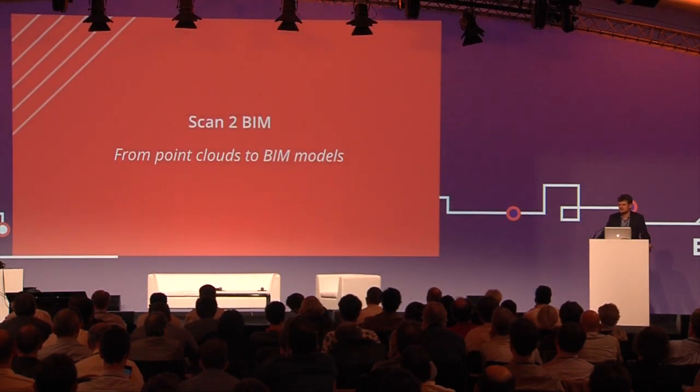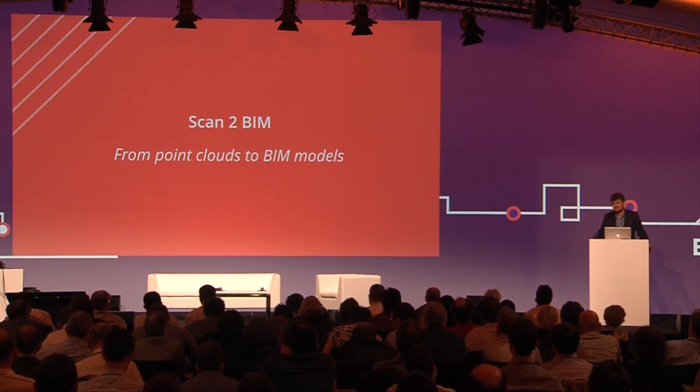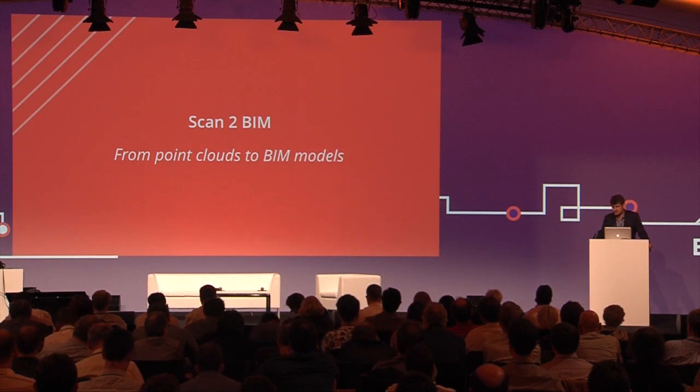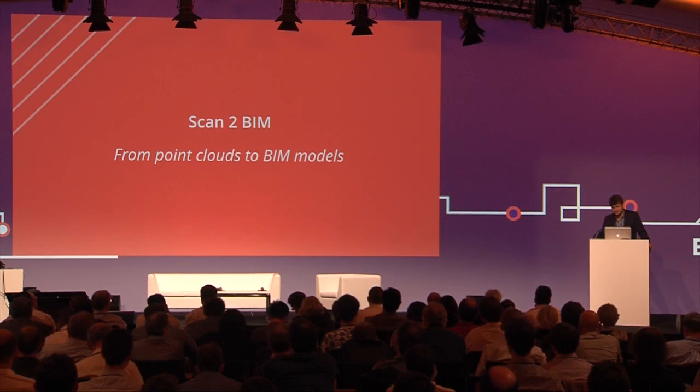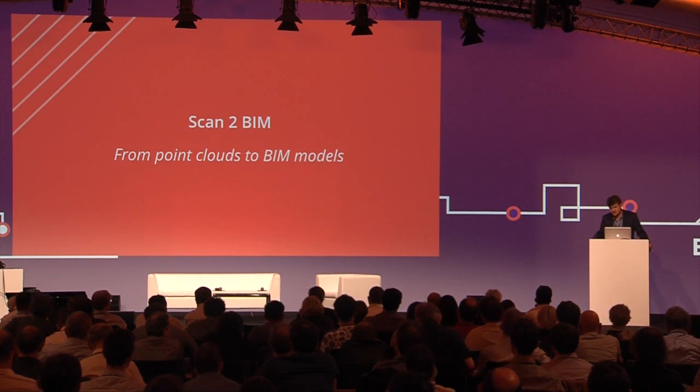First thing I want to talk about is scan to BIM. Scan to BIM, the idea is pretty simple: you start with a point cloud scan and you generate a full BIM model from it with minimal human intervention. This is a very popular idea in the research literature. A lot of people are looking into it, and it's actually not that simple, especially the minimal human intervention part of it.